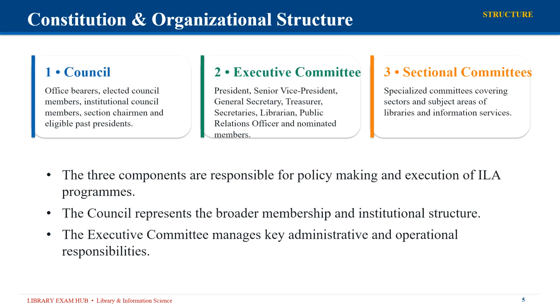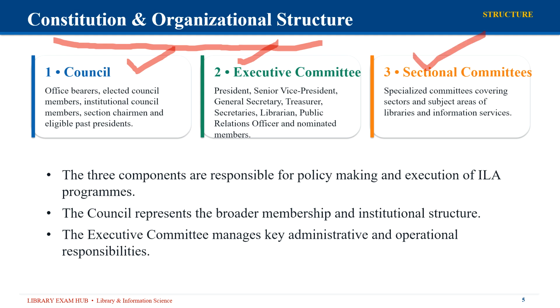Now, its constitution and organizational structure include three components responsible for policy making and execution of ILA programs. What are they? First is the council, the second is the executive committee, the third is the sectional committee. Council includes office bearers, elected council members, institutional council members, sectional chairmen, and eligible past presidents. These are the council members.